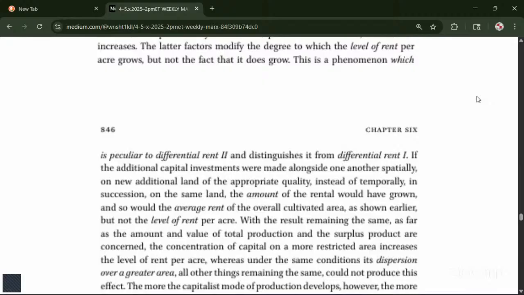I know that seems confusing, but he's just distinguishing, in some sense it's a simple categorization, with the result remaining the same.